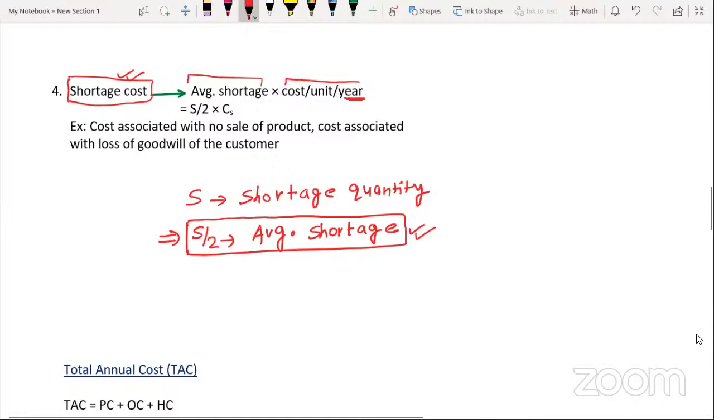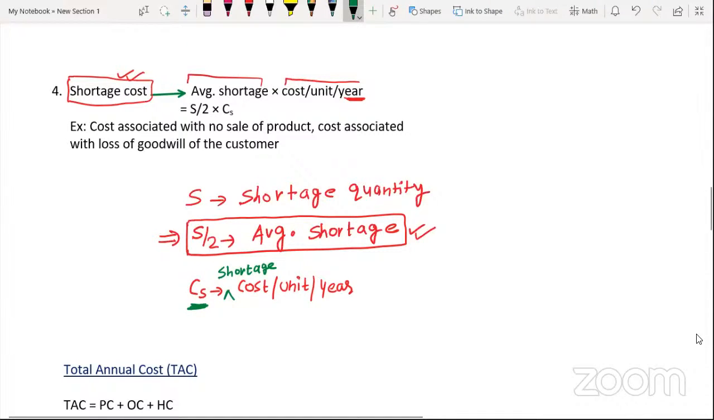And cs, you can see cs, is the shortage cost per unit per year. This is defined as shortage cost. This is the shortage cost per unit per year, just like ch was the holding cost per unit per year, and cs is the shortage cost per unit per year.